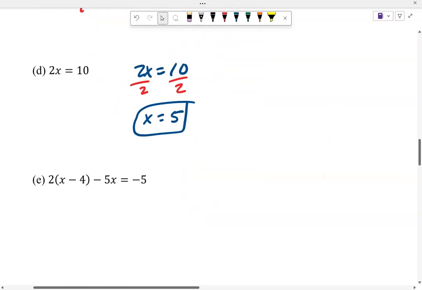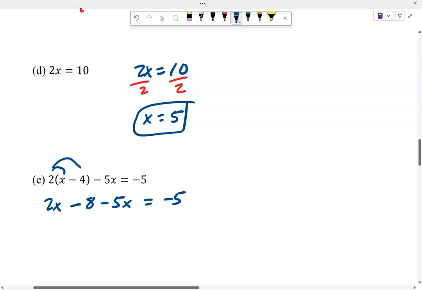Now we've got the distributive property involved on this next one. So we're going to go ahead and take the 2 through. So 2 times x plus 2 times negative 4. So plus a negative 8. So I'm just going to write a minus 8. I still got the minus 5x on that side as well.